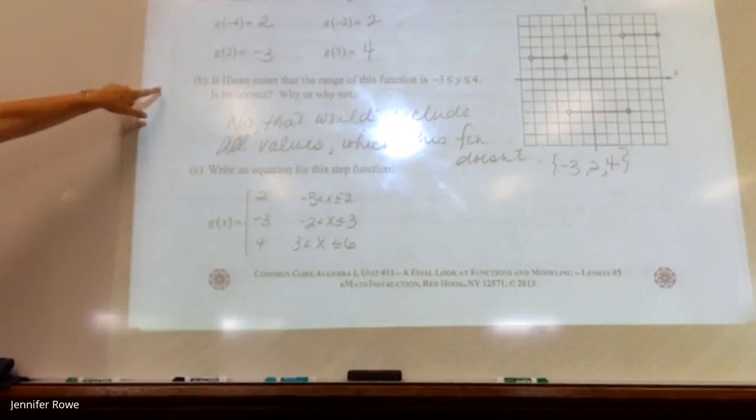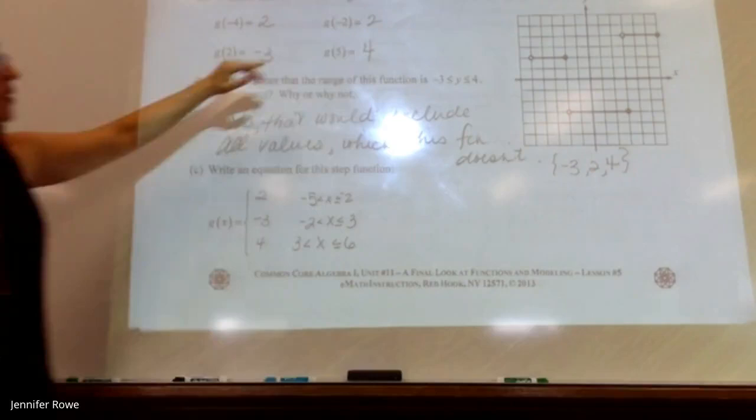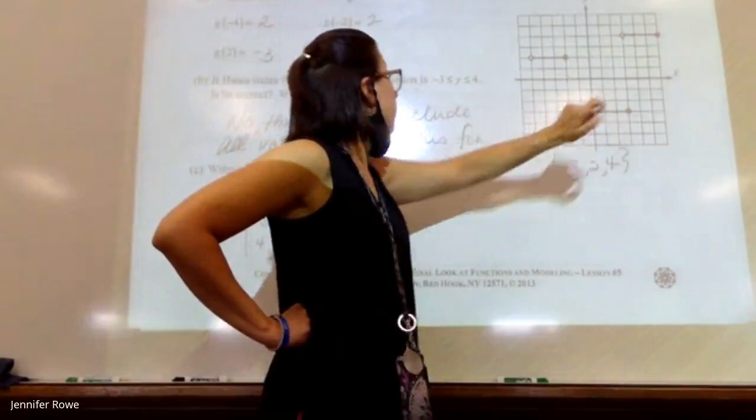He states that the range of the function is from negative 3 is less than or equal to y is less than or equal to 4. Is he correct? No. That would include all of the values. We don't want all of the values. We only want negative 3, 2, and 4. There's no way for that function to equal negative 2, which this implies it can. Right? Write an equation for the step function.